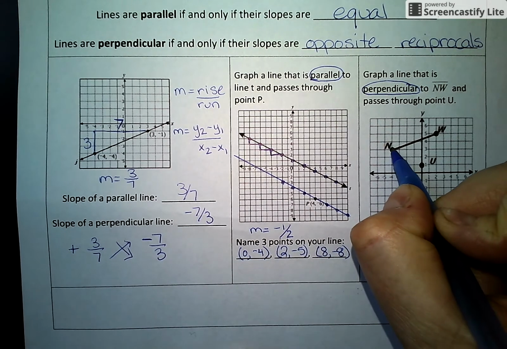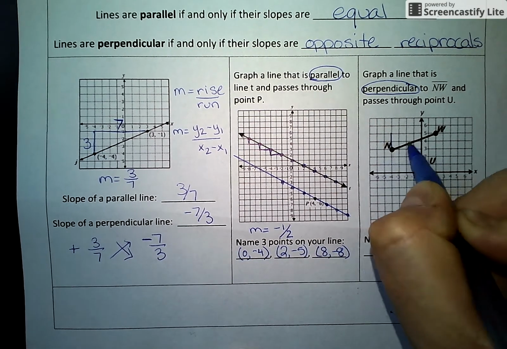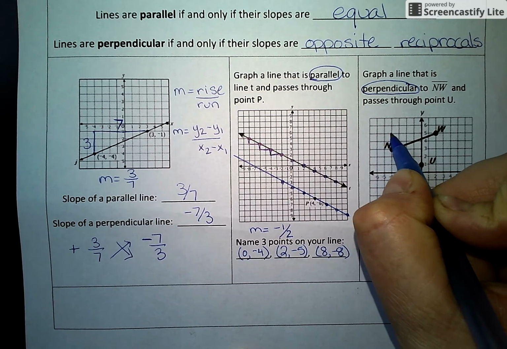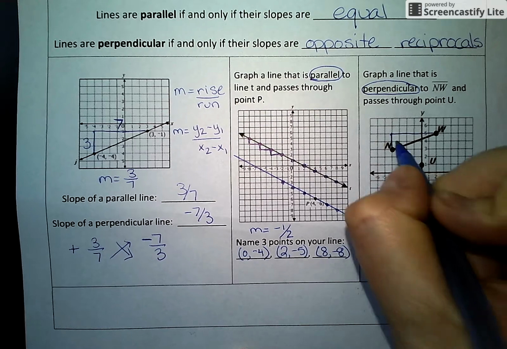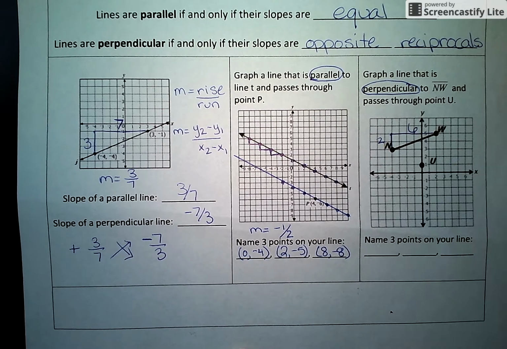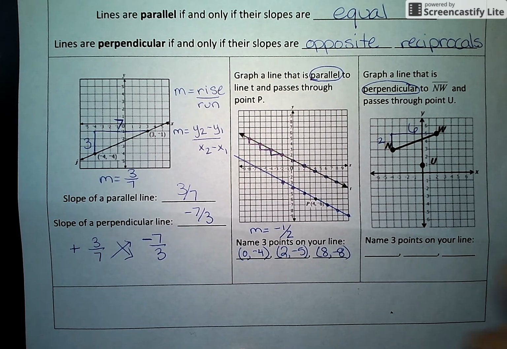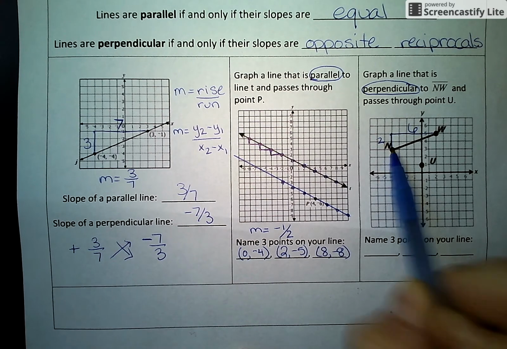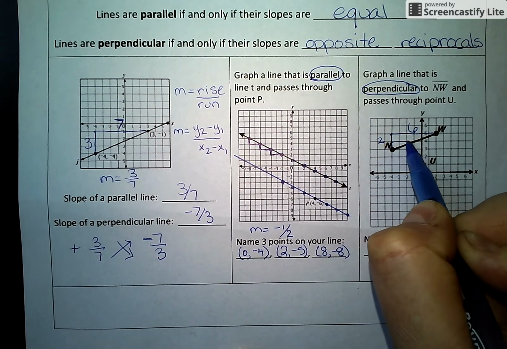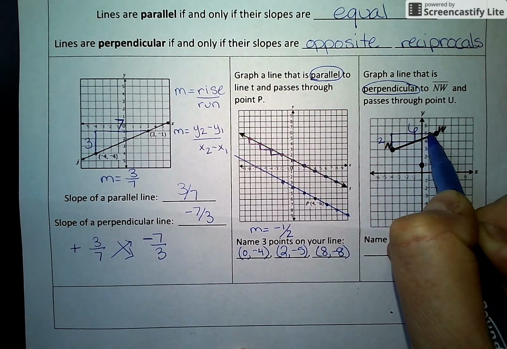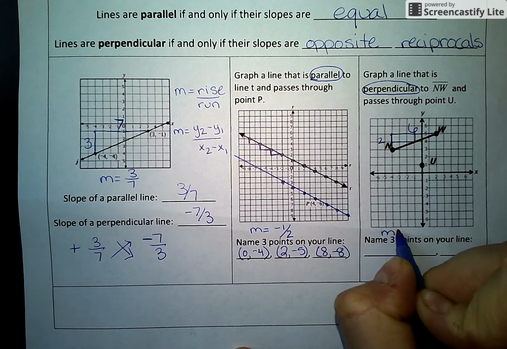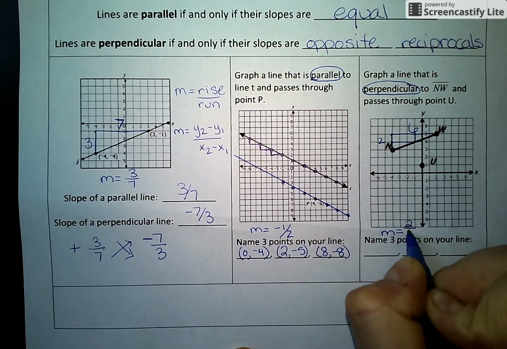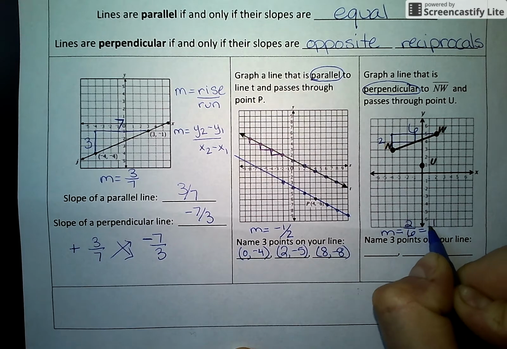From N to W, I rise 2 and run 6. Rise 2, run 6. I could have also said rise 1, run 3. It would have taken me 2 steps to get there, but that would be okay. Therefore, the slope that's given to me is either 2 over 6 or reduced to 1 over 3.